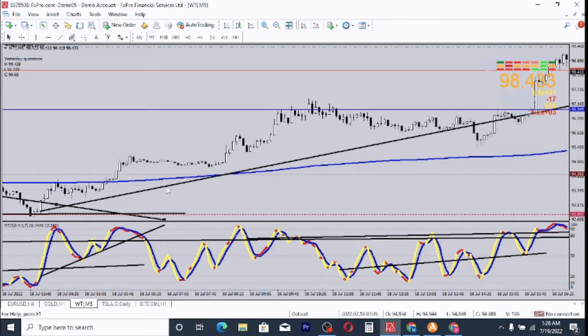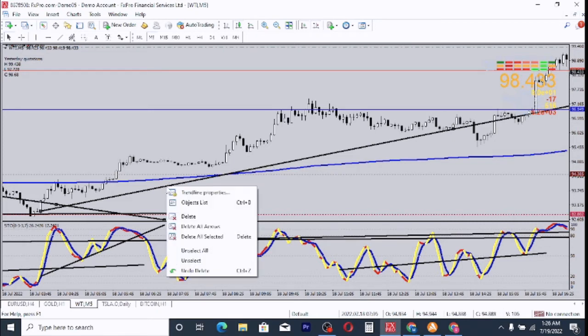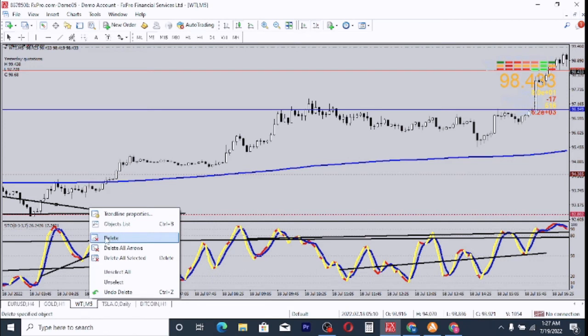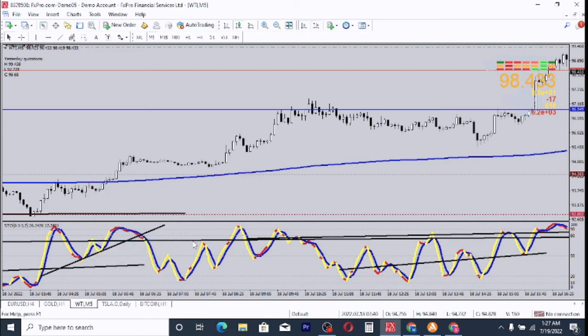I am on WTI, which is United States crude oil. Most of the time I trade crude oil and gold. Basically I specialize in commodity trading. Now I am taking this out.